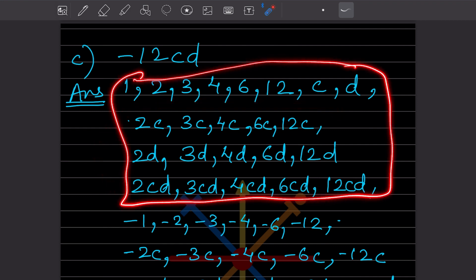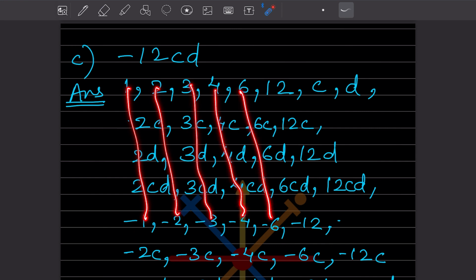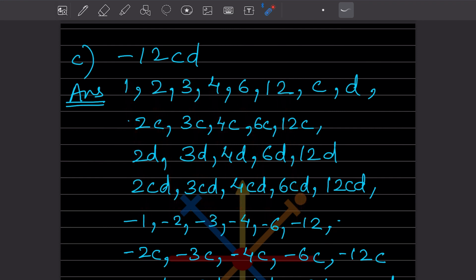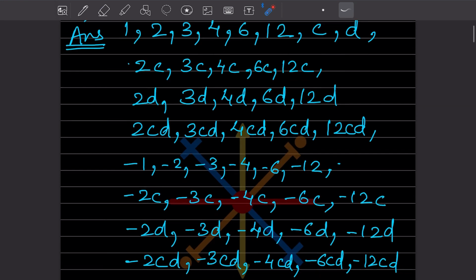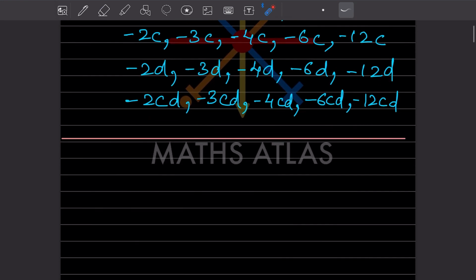Okay. And now as we did for the previous one, that is for A, now we'll take the negative sign. So what are you going to do? Negative, negative, negative. Same thing, but you will put a negative sign over here. Okay. And now what are you going to do? Again, the same thing. Okay. So this part is clear.